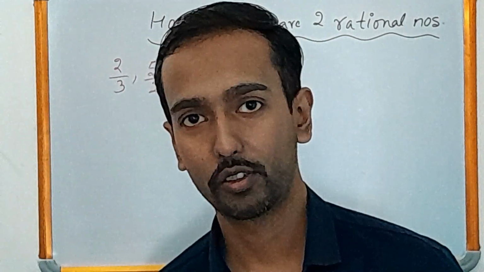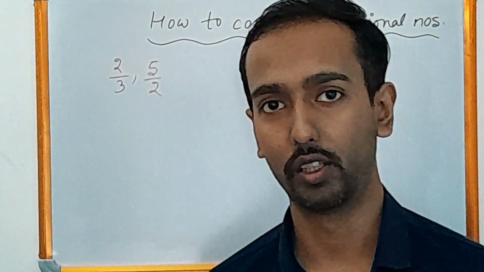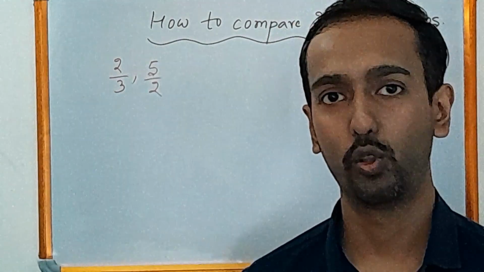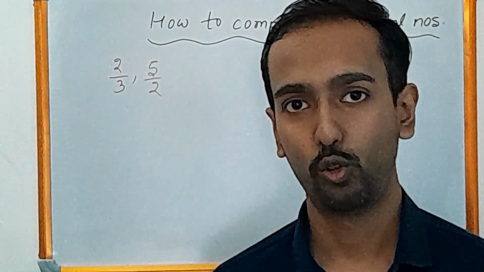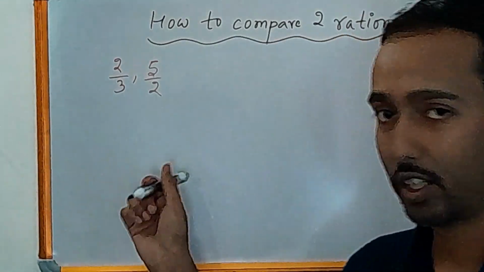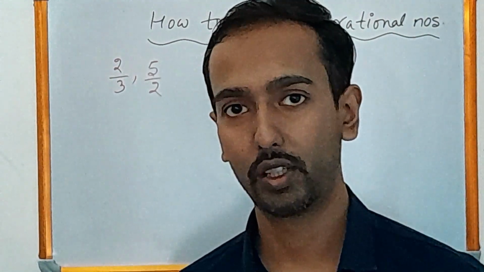From our previous classes, you already know how to compare two integers or two fractions or basically two numbers. Here we will study how to compare two rational numbers. So let us take an example. So here I have taken the example 2 by 3 and 5 by 2. You can see from this example that the denominators of both the rational numbers are different.